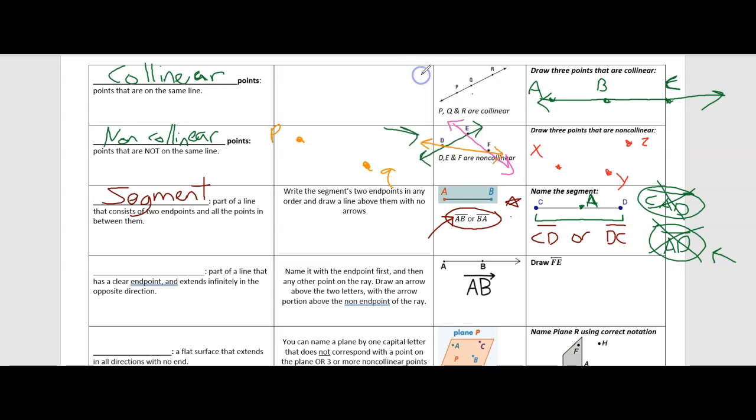Next vocab word, a ray is a part of a line that has a clear endpoint and extends infinitely in the opposite direction. So we come over here and look at our example. There is one point where the ray does not pass, and there's the other side of the ray that continues to keep on going. Okay, so there's one starting point or one end point, and then the ray continues to go in the other direction. So the way you name a ray is you always have to start with the endpoint. Okay, so our endpoint here is A. That's where the ray stops.